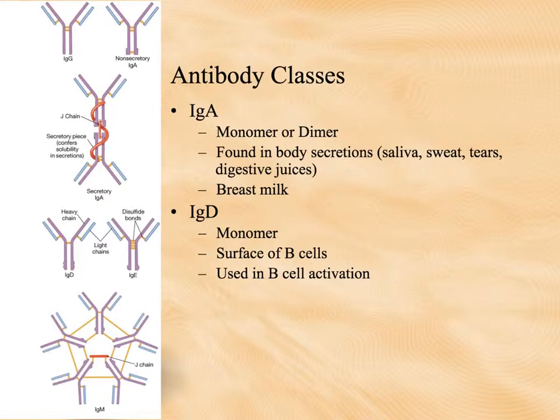IgAs can be monomers or dimers, as you see here. These are found in body secretions like in saliva, sweat, tears, and digestive juices, and breast milk.